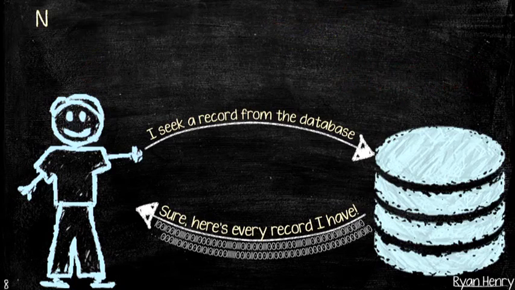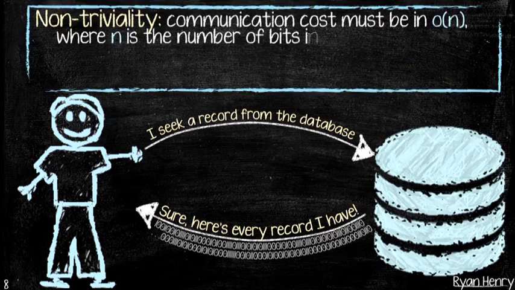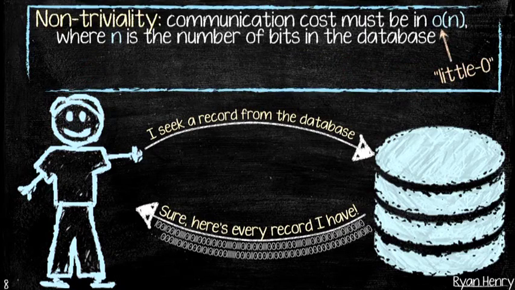So there's a second requirement beyond the privacy requirement, which we usually call non-triviality, which says that the cost of this entire interaction between the client and the server should scale as little o(n), where n is the number of bits in the database. And in practice, we don't want this asymptotic notion. We really want the cost of everything to be really, really small compared to the time it would take to just download this whole database.